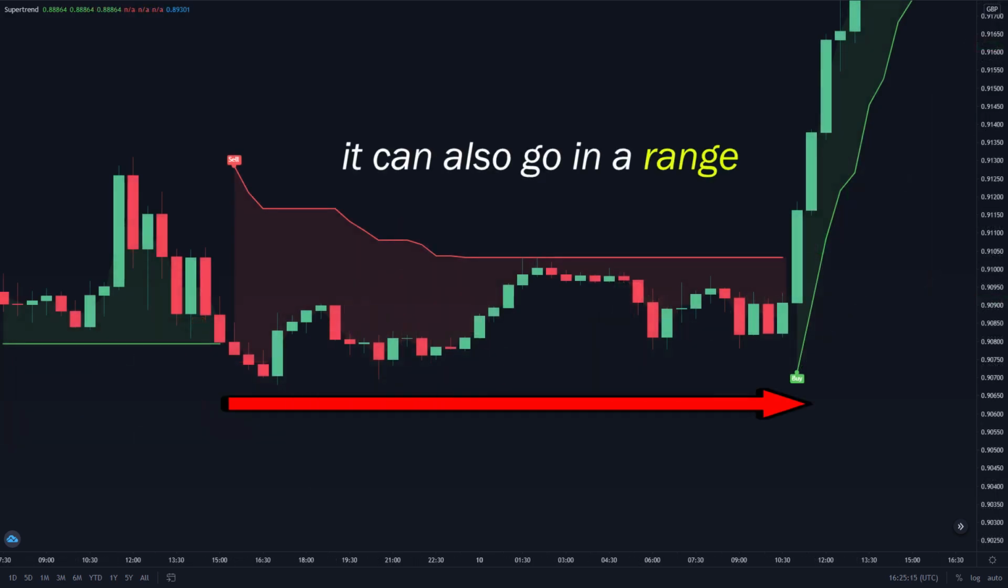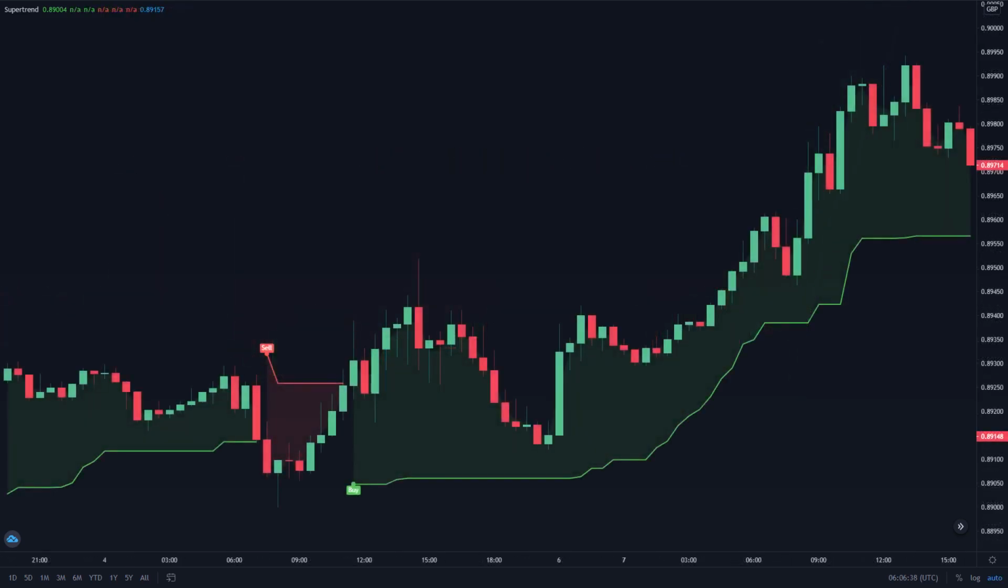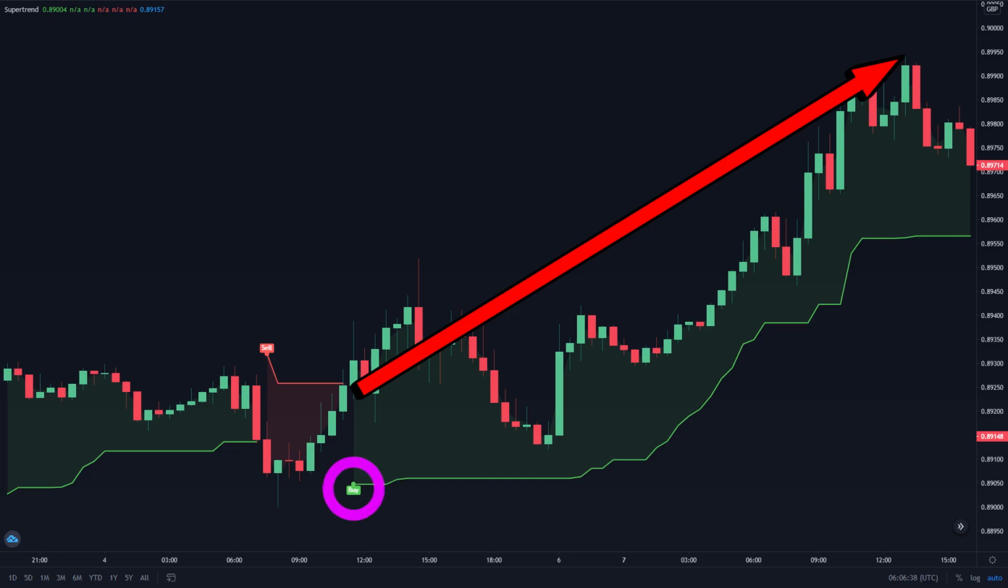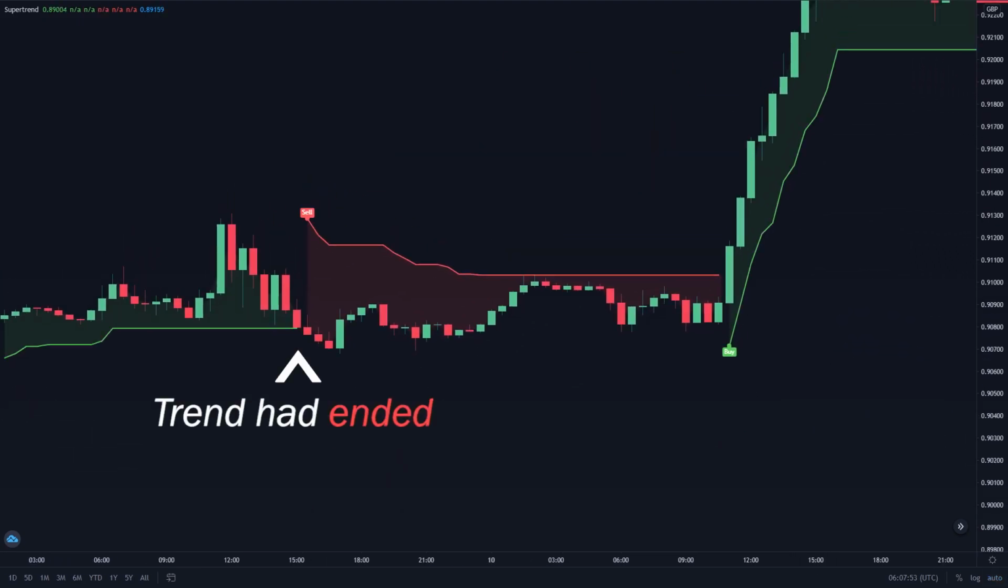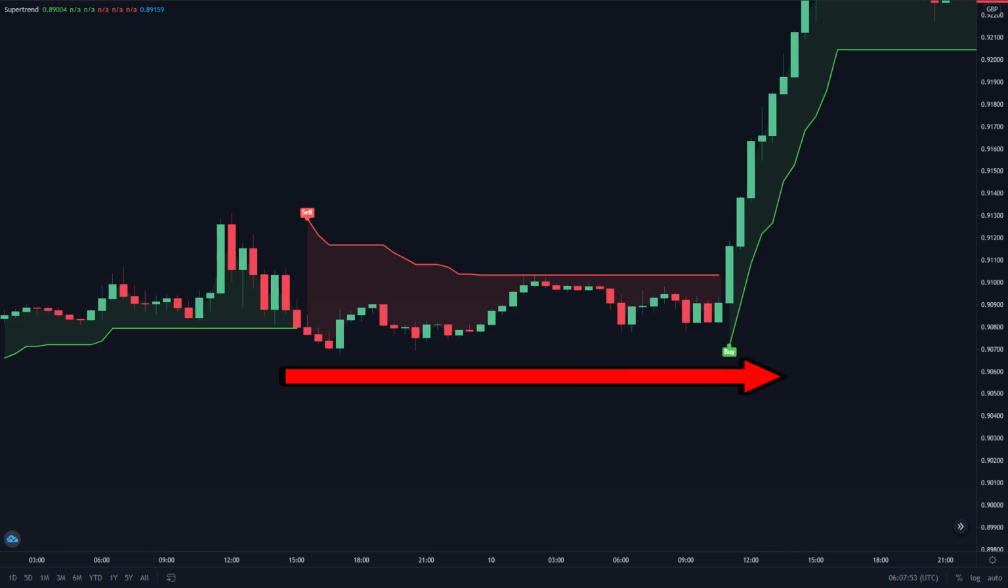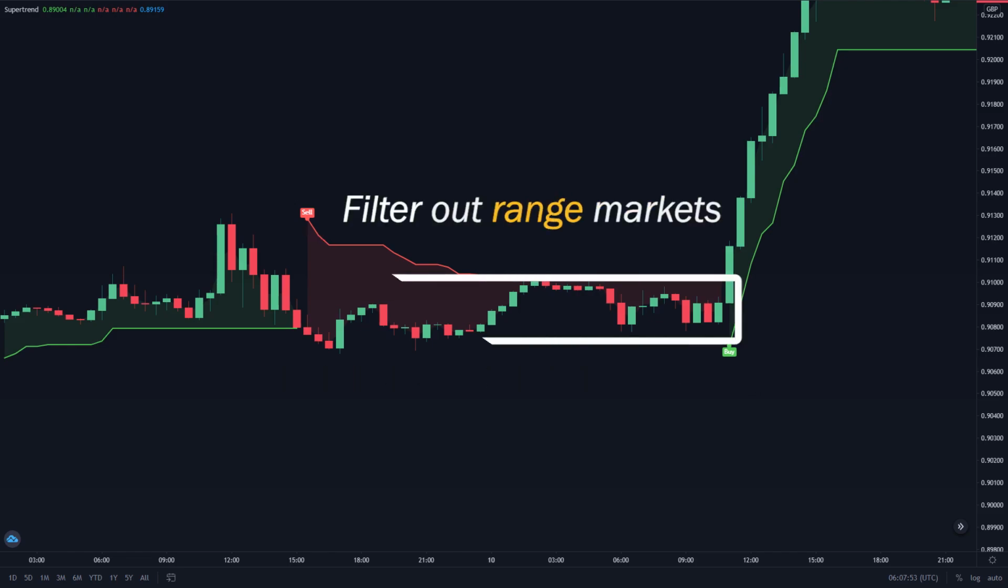So because the Supertrend is constantly showing signals non-stop, it will also show signals when the market is in a range. Like in this example, you can see that the market was in an uptrend and the Supertrend displayed a buy signal. And now, you see that the trend had already ended and the market went flat. But because the Supertrend is always giving signals, it displayed a sell signal even though there wasn't any trend. So what we need to do is filter out these range markets so that we only take signals from the Supertrend if the market is actually trending.